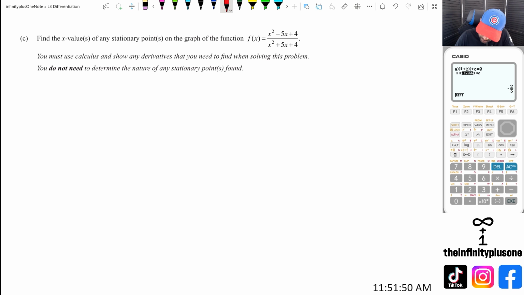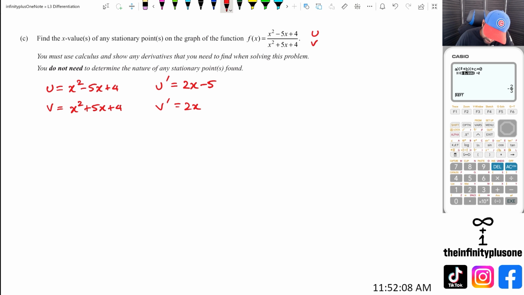Okay, so I'm going to put this as u and v. So u is equal to x squared minus 5x plus 4. U dash is equal to 2x minus 5. V is x squared plus 5x plus 4. V dash is equal to 2x plus 5. So here, f dash of x is equal to u dash v plus uv dash. And I realized that this is actually quotient rule, so I got to divide by v squared.